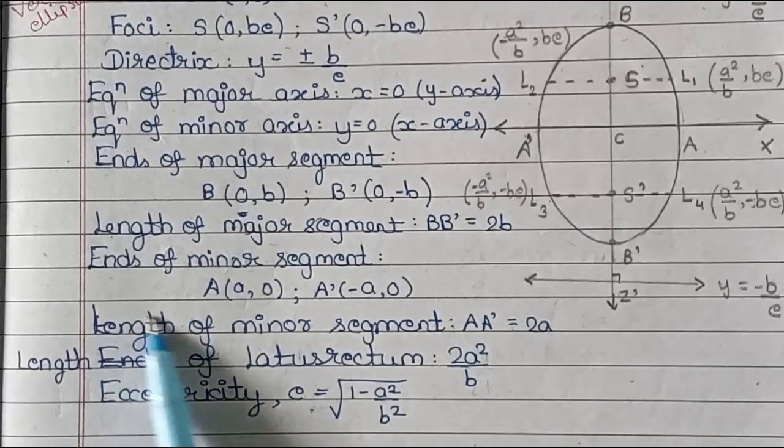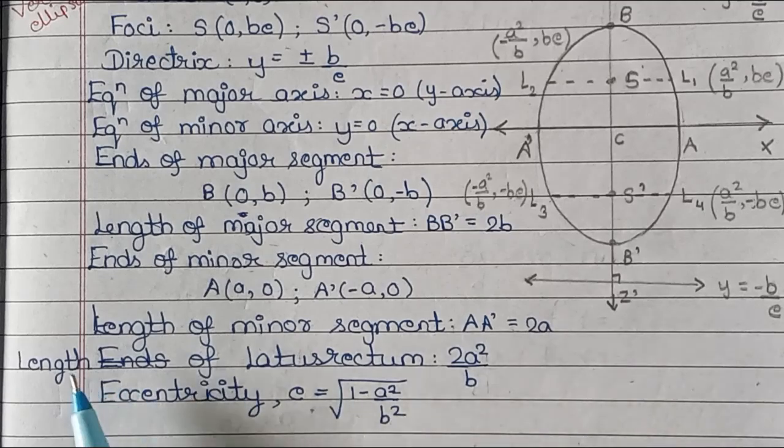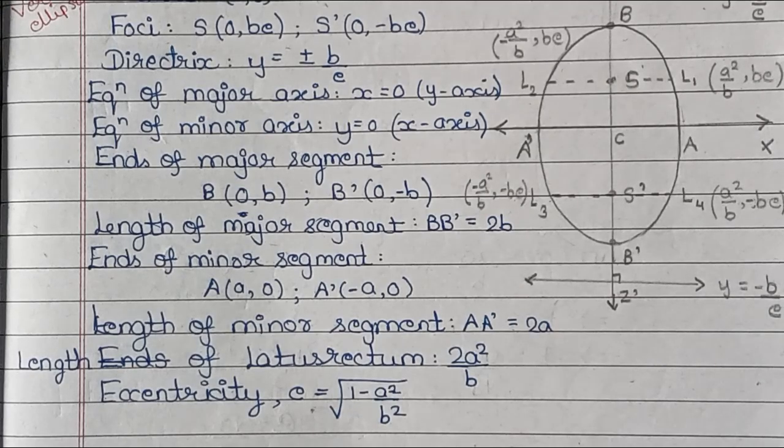Here they are: the length of the minor segment, the length of the latus rectum, and the eccentricity. These are also important points which you should remember. Same as the horizontal ellipse, but here the x and y axes are different, as the ellipse is not horizontal, it is vertical. We have to first identify if a is greater than b or a is less than b. By doing so, we will know if it is a horizontal ellipse or a vertical ellipse, and then we can find any of these terms.